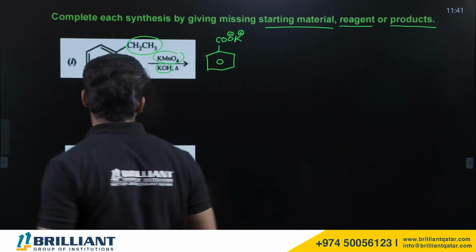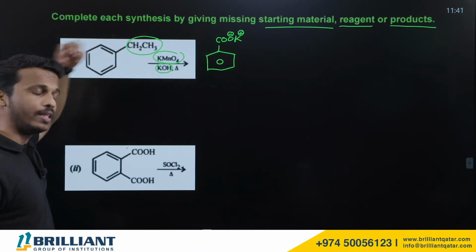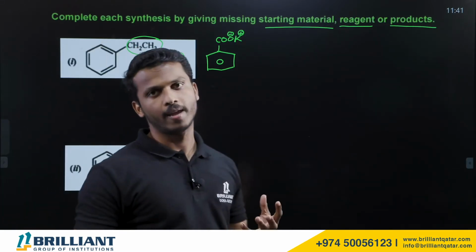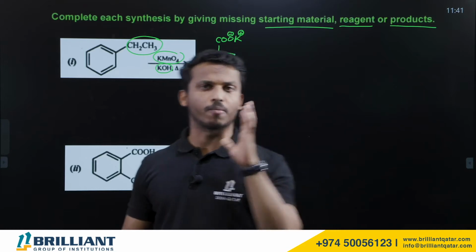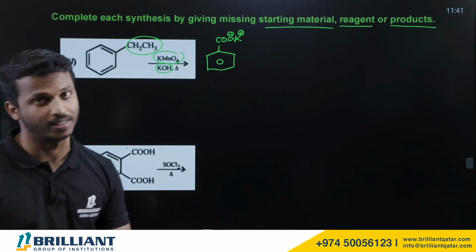So dear student, if there is one methyl group, two methyl groups, an ethyl group or propyl, whatever the number of carbons on the benzene ring, it is directly converted to carboxylic acid if you are using KMnO4, because KMnO4 is a strong oxidizing agent.